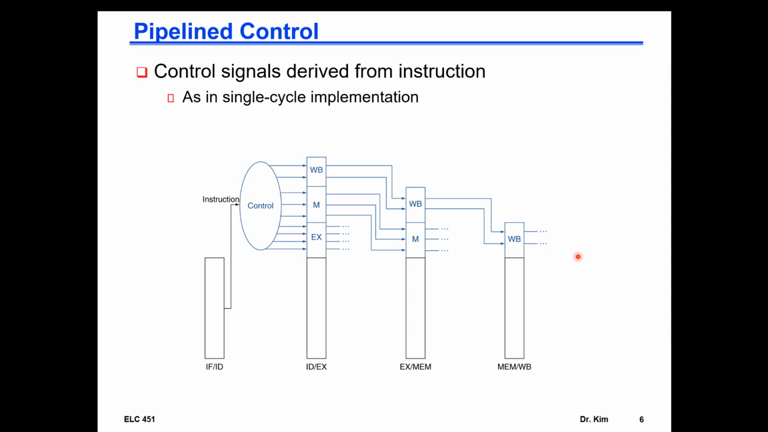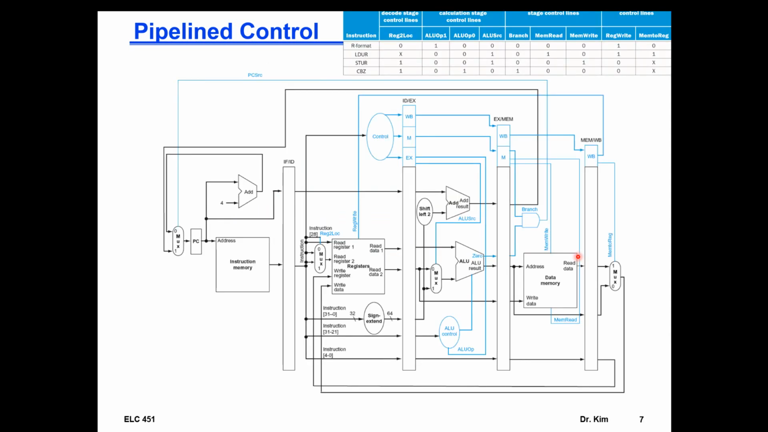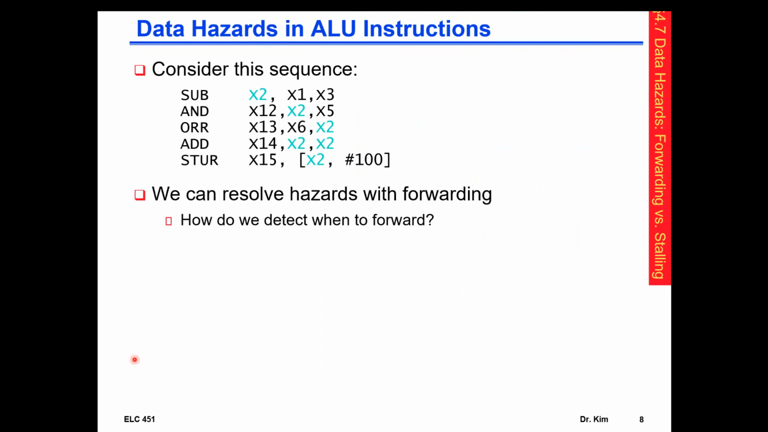So that's the concept of control implementation for pipeline. It's very simple. It looks just like the single cycle. We just need to make sure that we synchronize them through the pipeline registers. So here's a depiction of the pipeline data path with the control, with the signals routed through the pipeline registers. And again, we know what the truth table is for this. We've seen that, and we know what the truth table is for this.